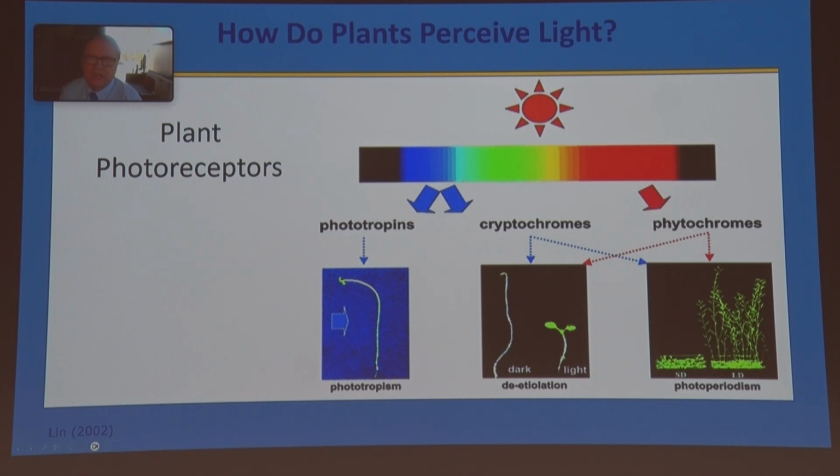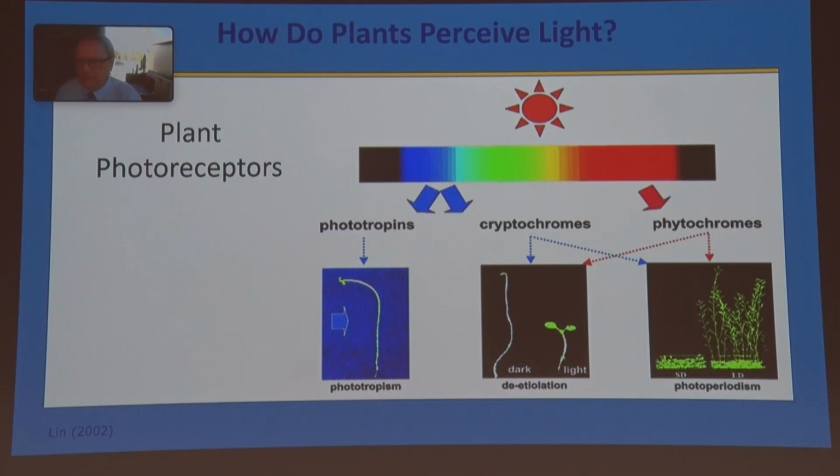Just a quick review, how do plants perceive light? I'm leaving out chlorophyll, which is for photosynthesis, but the three main other categories of photoreceptors are the blue light phototropins, the cryptochromes, and the phytochromes, which are absorbing the red light. We focused on the phytochromes. Phytochromes are a very interesting group because they are involved in plant development from seed germination, vegetative development, flowering, and senescence.